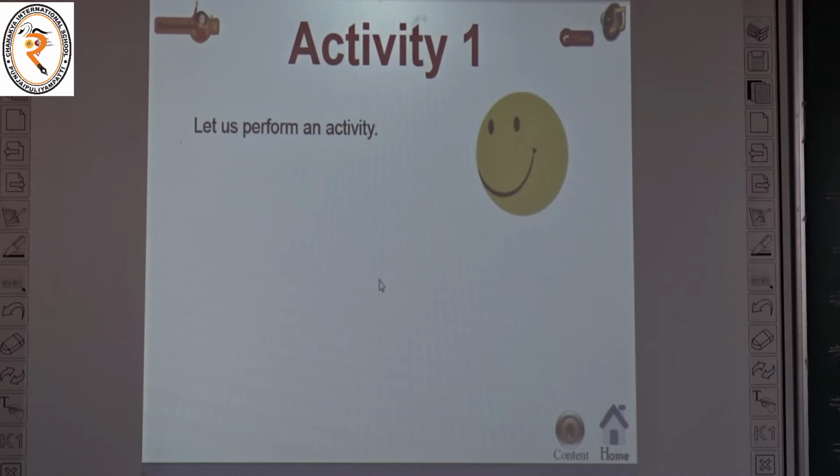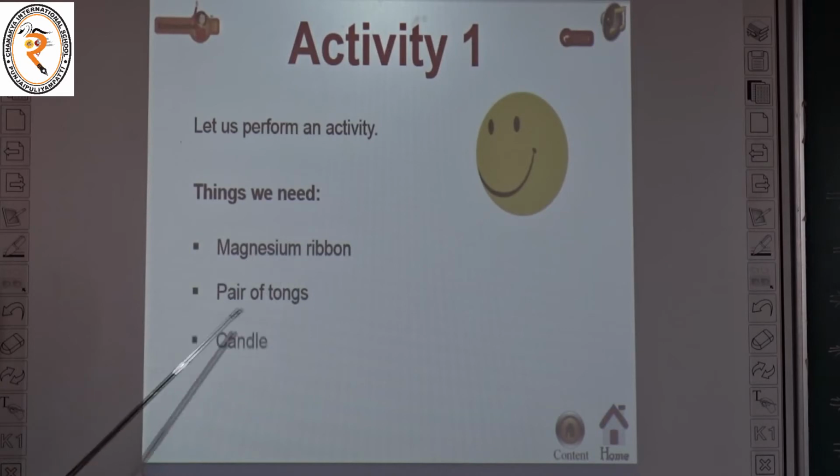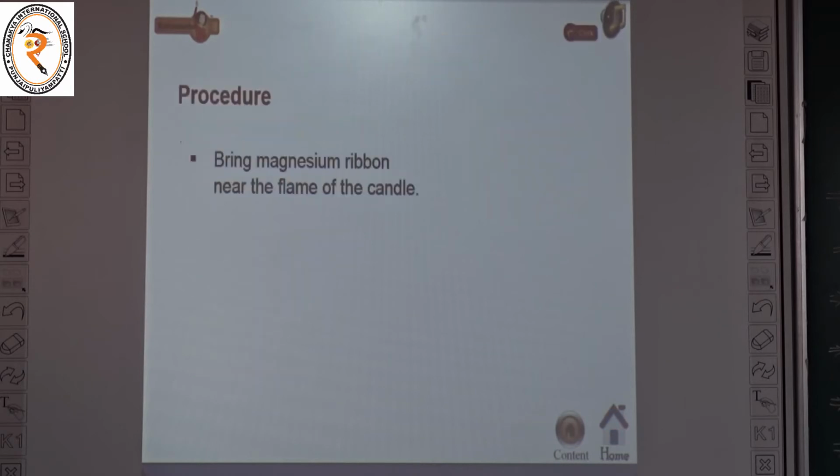It is the time for our activity, children. Look at the board. Let us perform an activity. To do this activity, we need magnesium ribbon, pair of tongs, candle, matchstick. So, what are the materials we need? Magnesium ribbon, pair of tongs, candle, and matchstick.